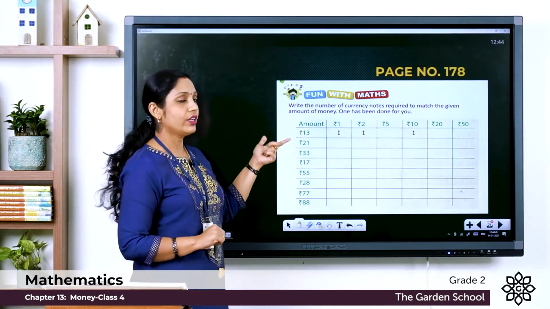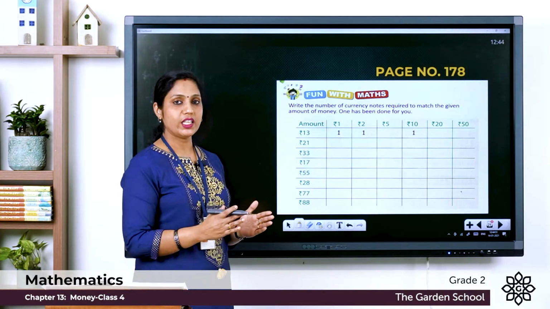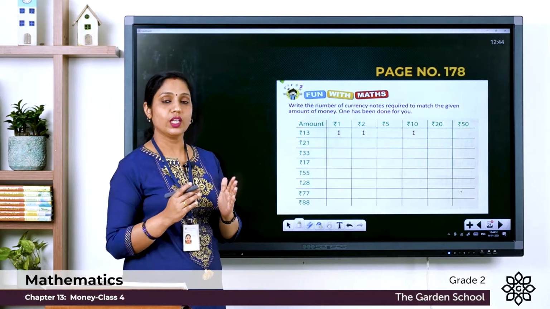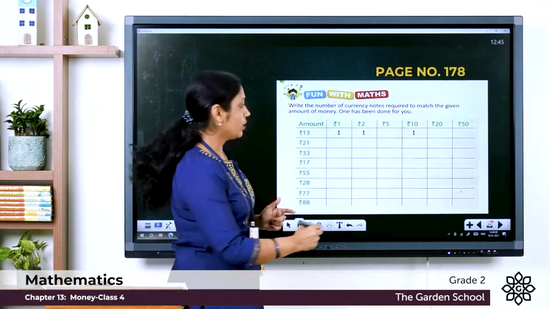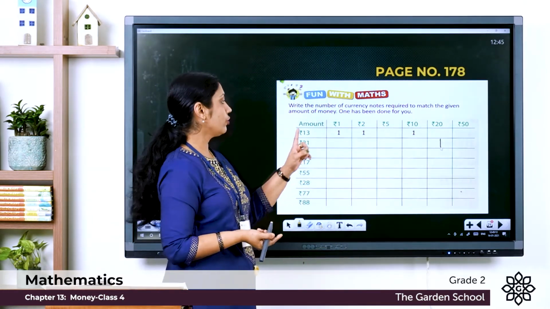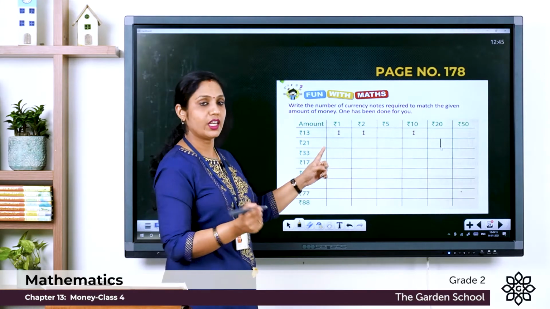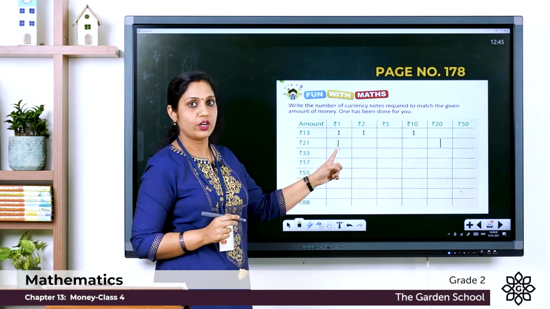The next we have 21 rupees. For getting 21, it is 20 plus 1. So we know that there is a 20 rupee note. So we'll take 1 20 rupee note. So here we'll write 1. Now we have to get 21. So if we take 1 rupee coin, it becomes 21. So 20 plus 1 is 21 rupees.